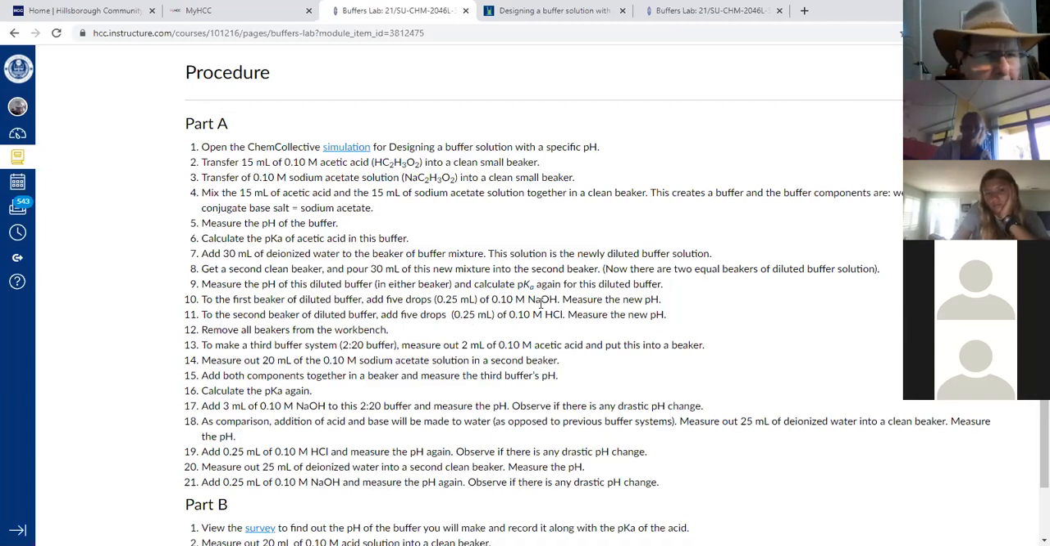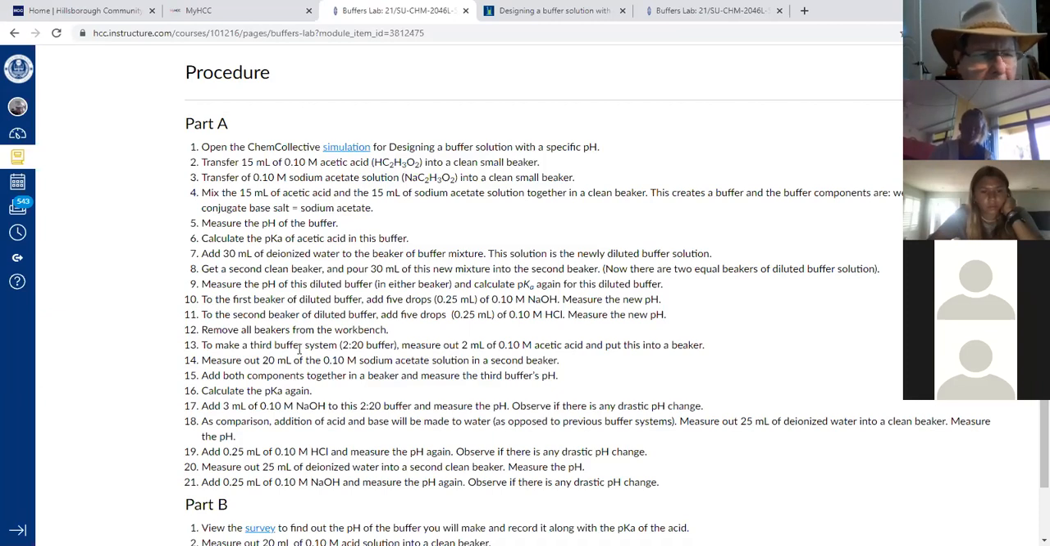Don't use that one again. To the second beaker, you're going to add 0.25 milliliters of HCl. Measure the new pH. Basically, what they're trying to do here is prove that if you add a small amount of acid or base, you're not going to change the pH significantly. All right? At the end of that, you're done with that one.